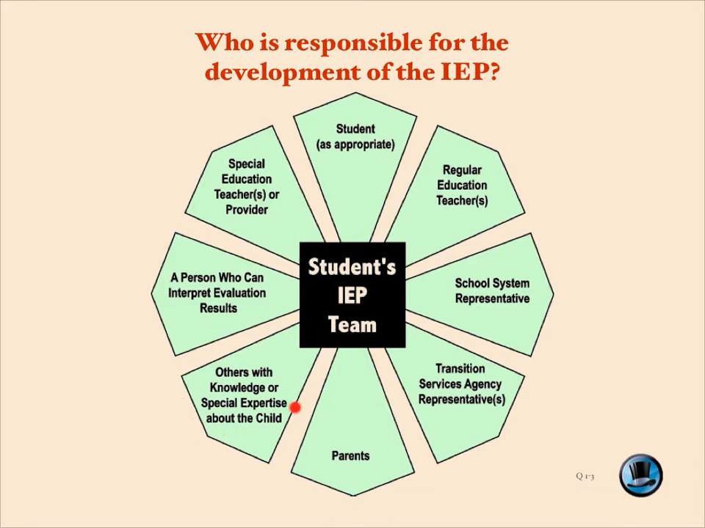We can also look at others. This is a hodgepodge, but anyone that has an understanding or an interest in that child can be invited to the table to give us some insight. And then we also have the evaluator, the assessor, who has run a variety of assessments on the child and can interpret those assessments. And then, of course, the special educators will be there, who can interpret the laws and guide us and help with the services that the child needs.